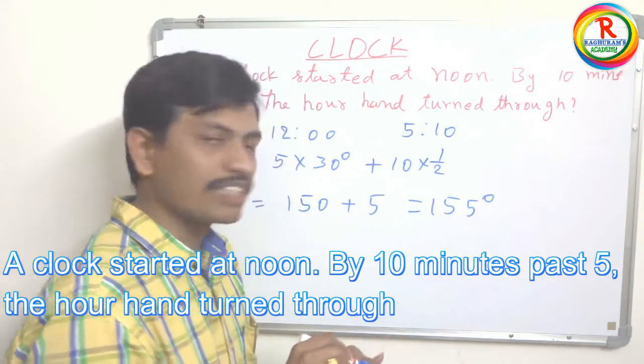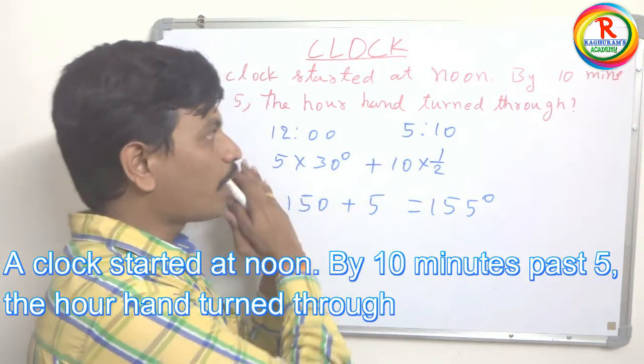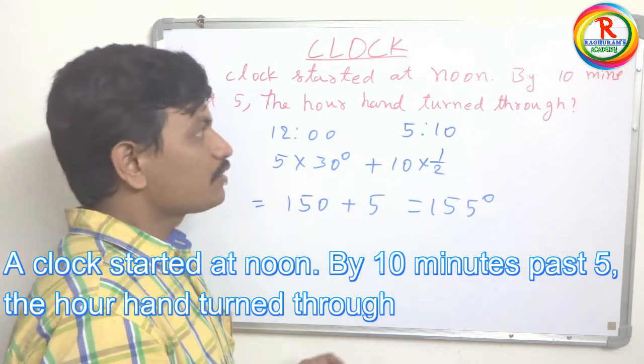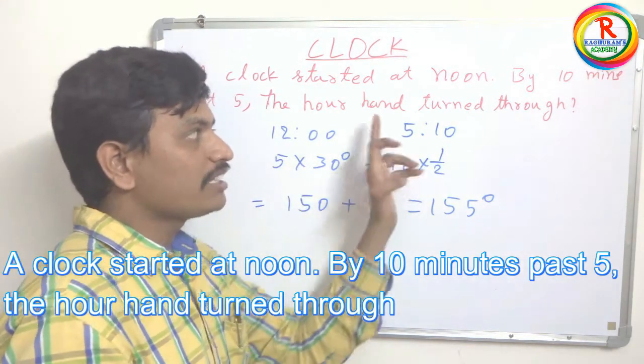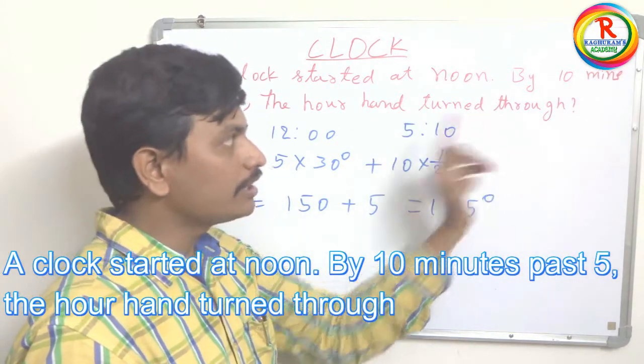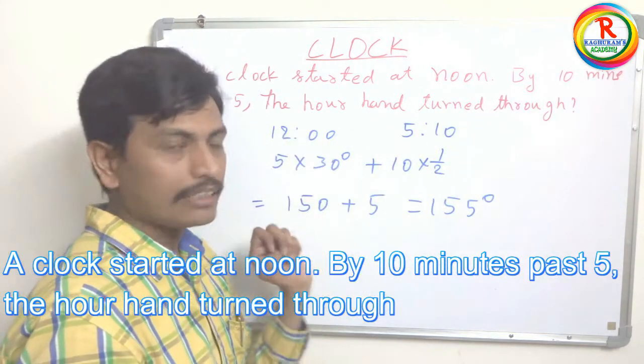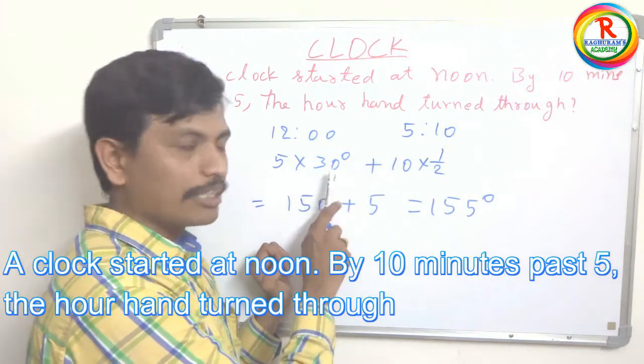So it is related to the first problem. The first problem shows only hours. It moved only hours, so we need to find the angle it turned. How much angle did it turn? Only the hour hand turned from 12 o'clock to 5:10. If it is only hours, just multiply by 10.